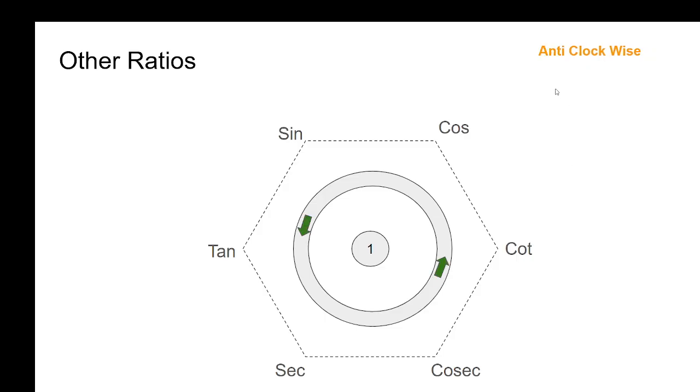Similarly, let's navigate in the anti-clockwise direction. Let's start with cot theta. Navigate through the neighbors in the anti-clockwise direction. So cot theta is equal to cos theta divided by sin theta. And similarly, cos theta is equal to sin theta divided by tan theta. Similarly, you can navigate through the hexagon vertices in the clockwise direction and anti-clockwise direction. You will get six relationship ratios in each direction.